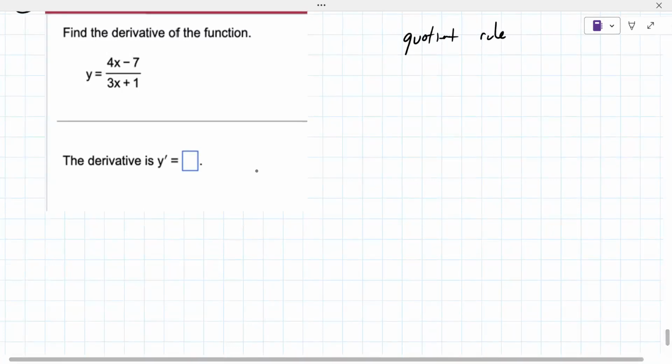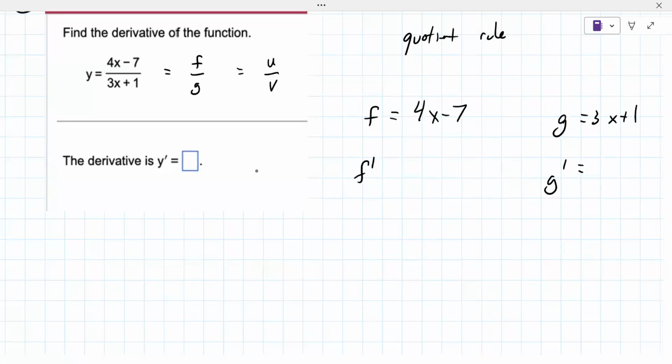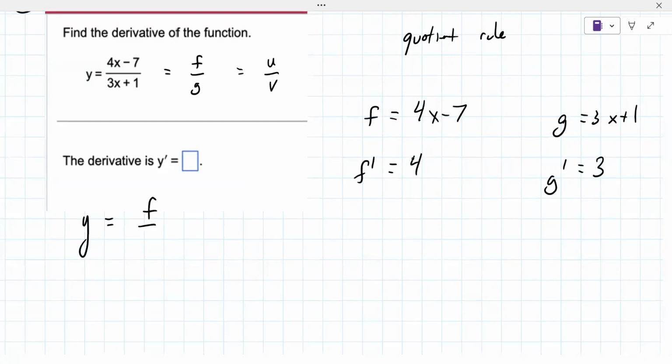Depending on where you've seen this before, a lot of teachers use F and G. I like U and V. Do you have a preference for what you've seen before? It doesn't matter. I'll understand what you mean. All right. So F is 4x minus 7, and G is 3x plus 1. So could you give me F prime and G prime, please? It's just 4 for F prime, and G prime is just 3. Good.